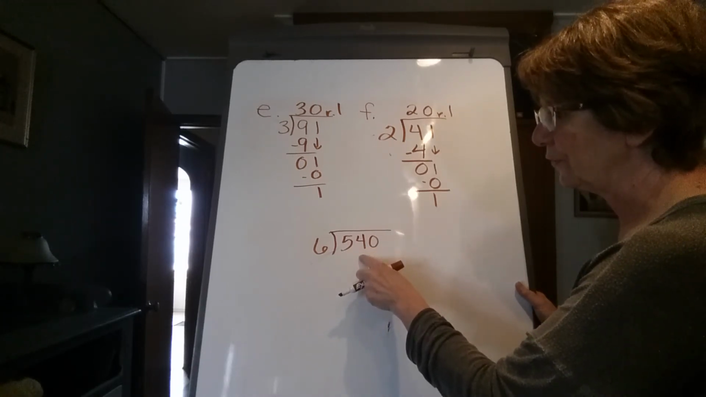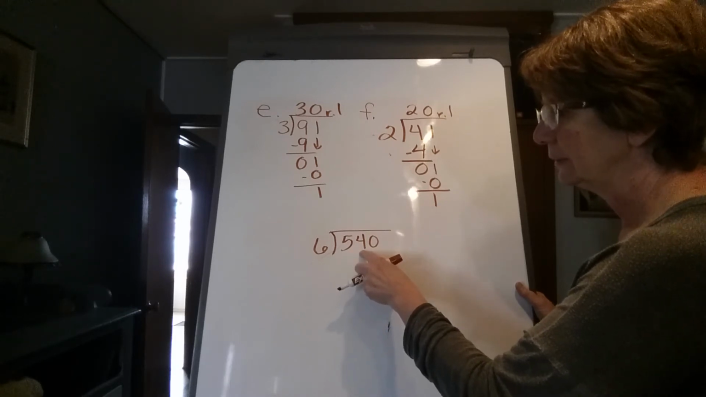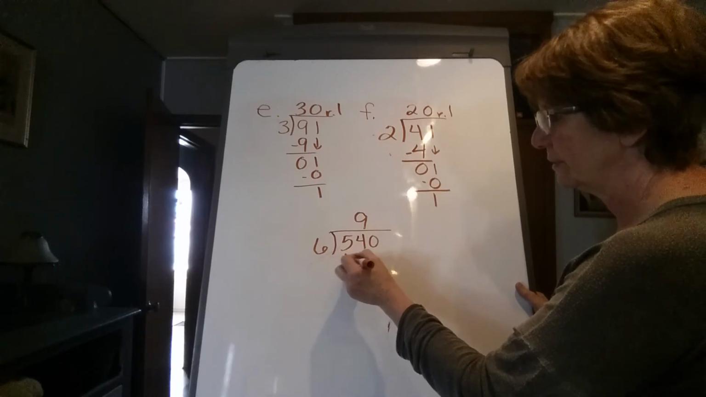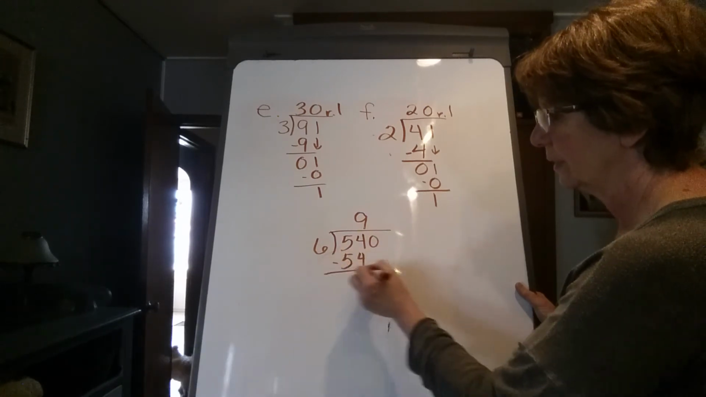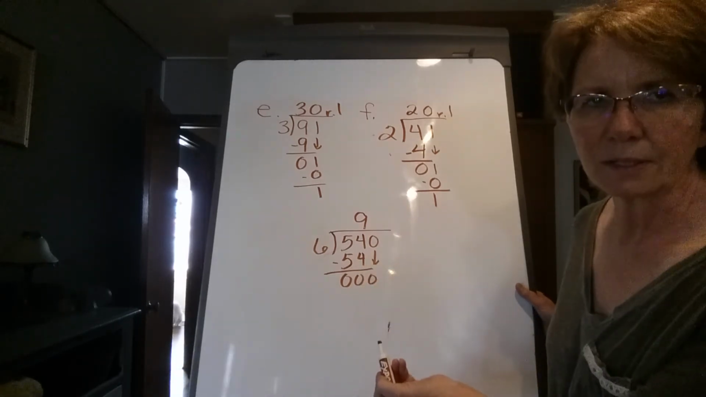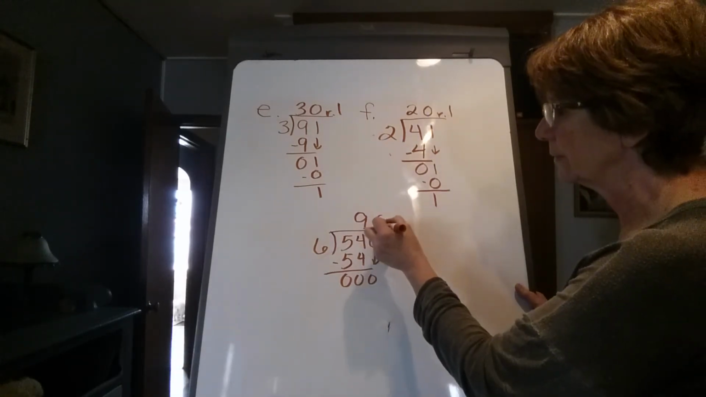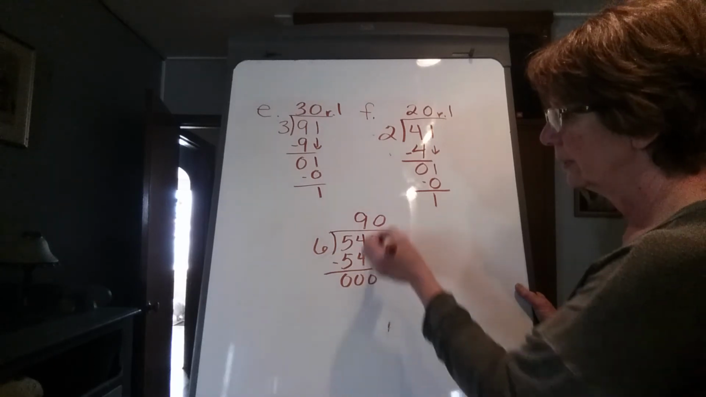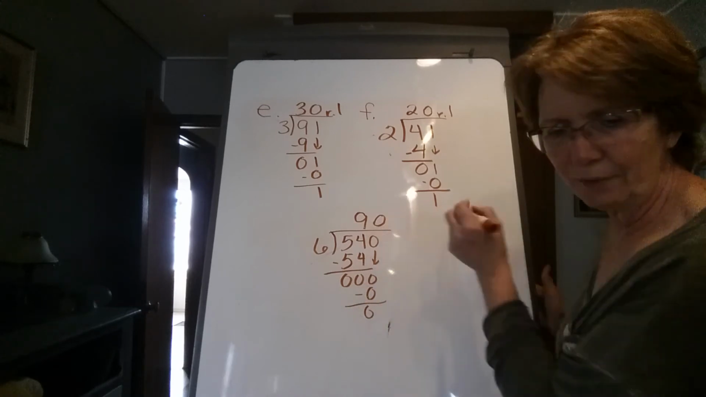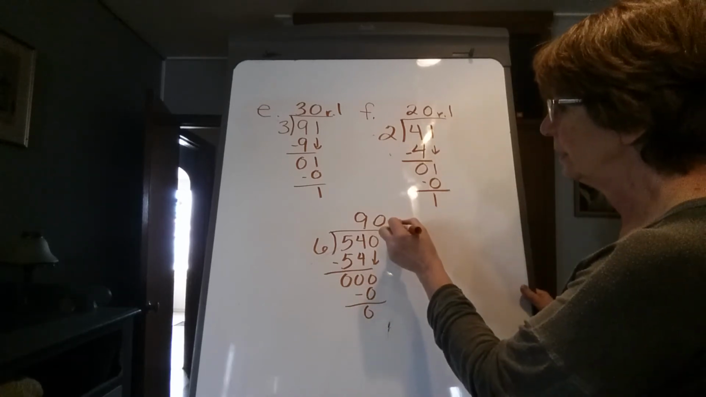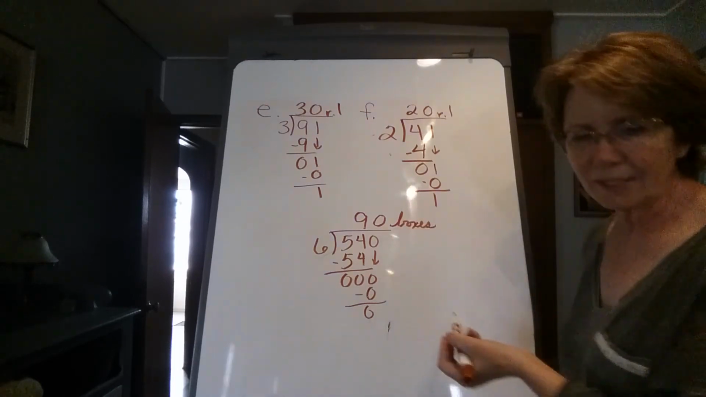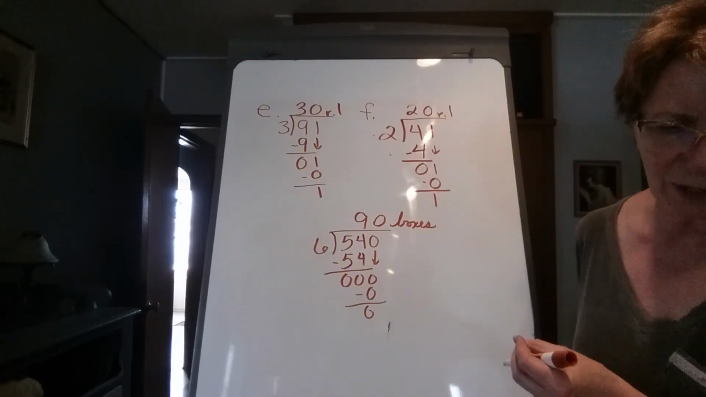6 goes into 54 9 times. 6 times 9 is 54. We bring down the 0. 6 goes into 0 0 times. 0 times 6 is 0, and you've got your answer. 90 what though? 90 boxes. It says explain how you found your answer.